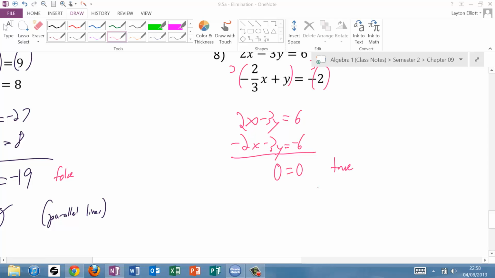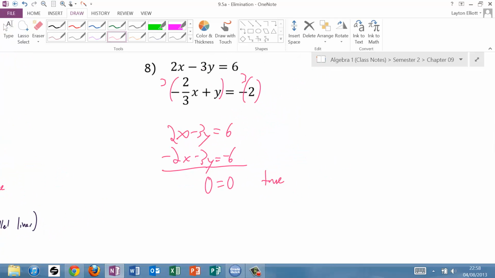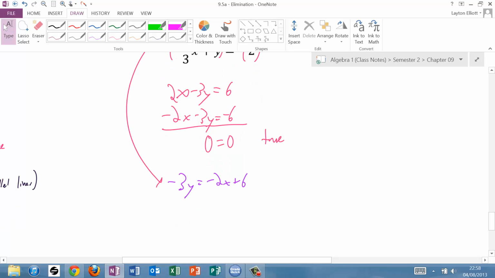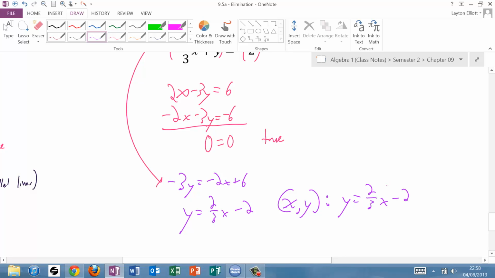If it's true, we're going to go back up to the original equation and pull this down and say, well, now I want to write that in slope-intercept form. Negative 3y is equal to negative 2x plus 6, and y is equal to 2/3 x minus 2. And we're going to put that into the set notation by saying that the truth means that all the xy ordered pairs that satisfy this line of y is equal to 2/3 x minus 2 are true.